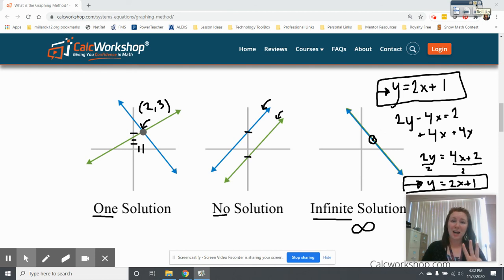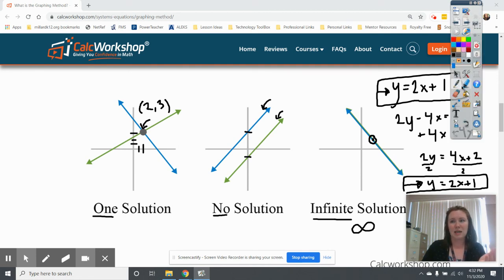So those are the three types of solutions for a system of equations. One solution, where there's just one place they cross; no solution, where they never cross because they're parallel; and infinitely many solutions, because they're really the exact same line.